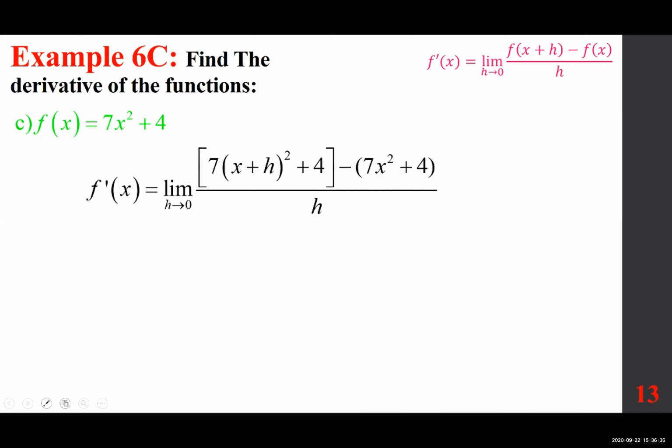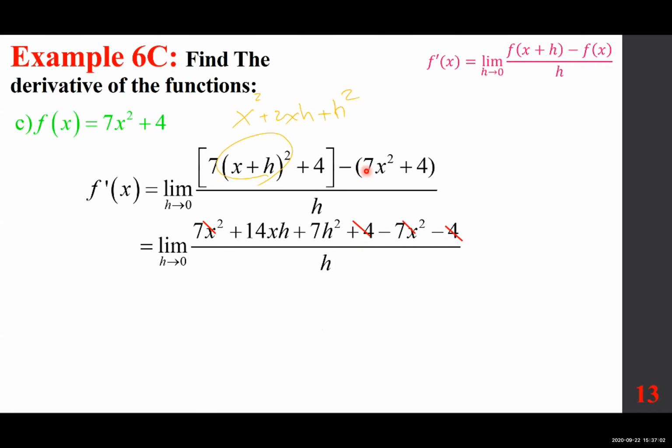And I'm sure everybody knows that, but let me just quickly show you that this portion becomes x squared plus 2xh plus h squared. And now you're going to multiply this by 7. So 7x squared plus 14xh plus 7h squared. And plus 4 minus 7x squared minus 4. And as you can see, almost everything cancels out except these two pieces.